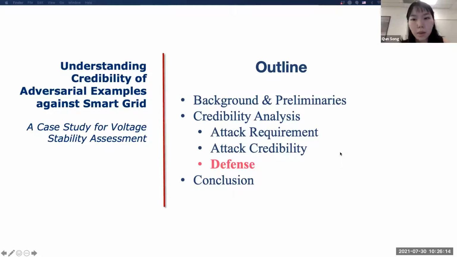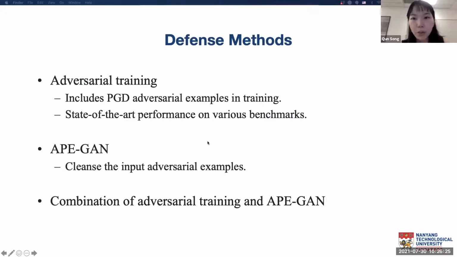In the following part of this presentation, I will show how the 6 adversarial attacks perform under different defense mechanisms. In this work, we employ adversarial training and the APE-GAN as defense methods to evaluate their effectiveness in the VSA case study.